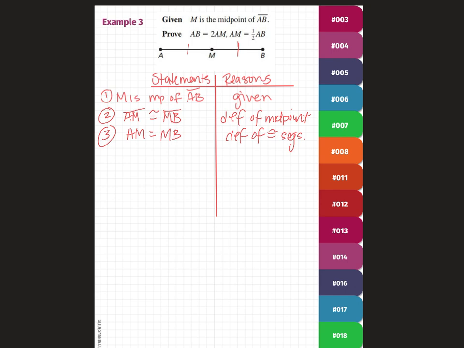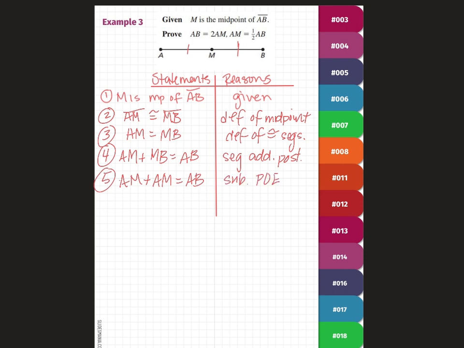And now we have to figure out where they're getting this 2AM. So I know that AM plus MB is equal to AB. And that is the segment addition postulate. And that's going to help me get the AB that I need to prove. And in line number 3, I said that AM is equal to MB. So I can substitute and say that AM plus AM is equal to AB. And I'm doing that by the substitution property of equality.